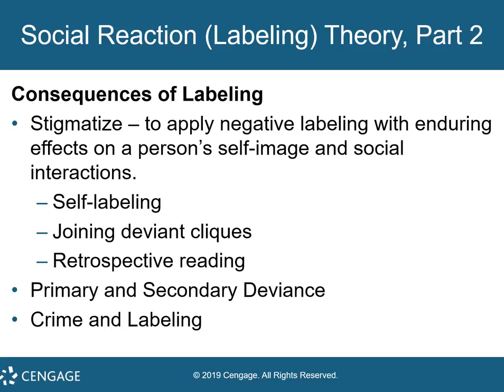And there is something out there called self-labeling. According to labeling theory, depending upon the visibility of the label and the manner and severity in which it is applied, negatively labeled individuals will become increasingly committed to a deviant career. Labeled persons may find themselves turning for support and companionship to others who have been similarly stigmatized. So, kind of an interesting thing. What about joining deviant cliques?